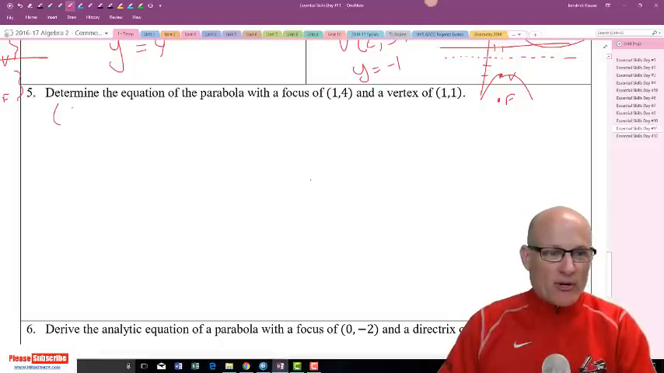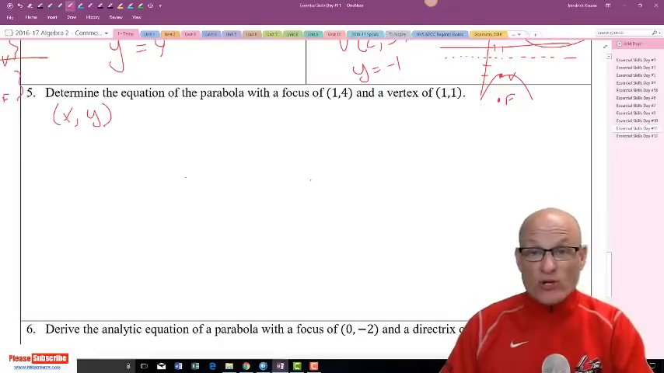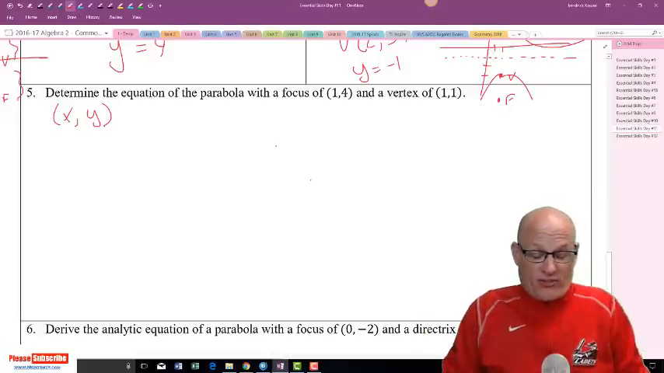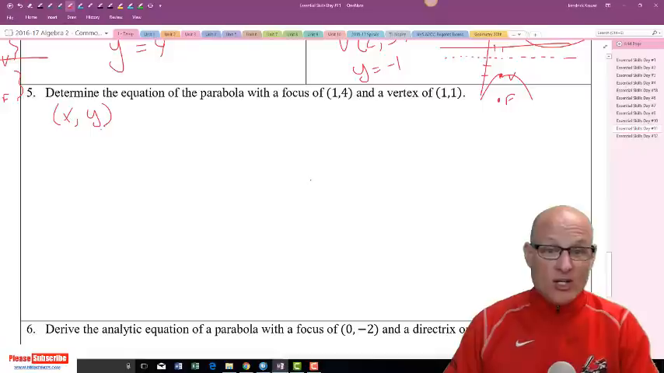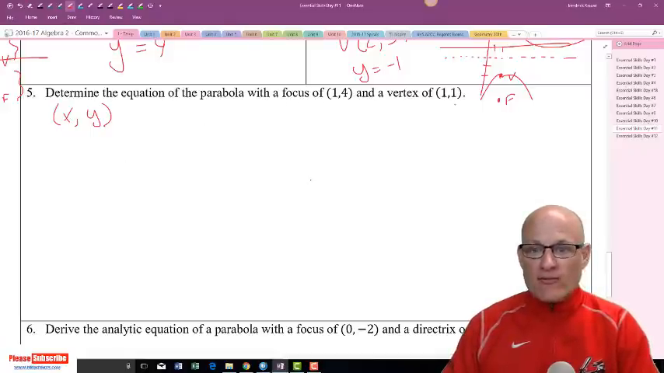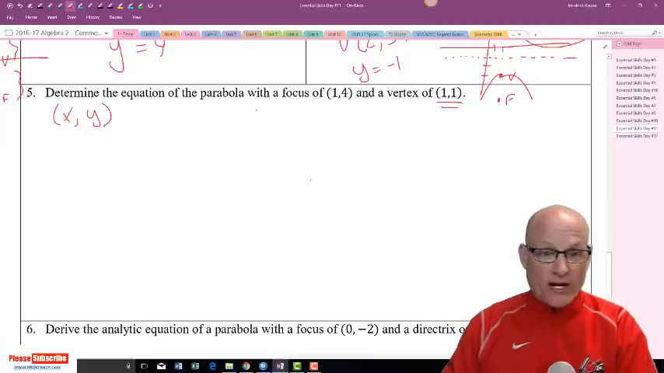Okay, so we're going to pick our point x, y. We're going to do another focus directrix question. Now, you should pause this and try this on your own. Remember, we have the focus, and we have the vertex. What do we want to do? Write the equation of the parabola? Well, the first thing we got to do is figure out what the directrix is.